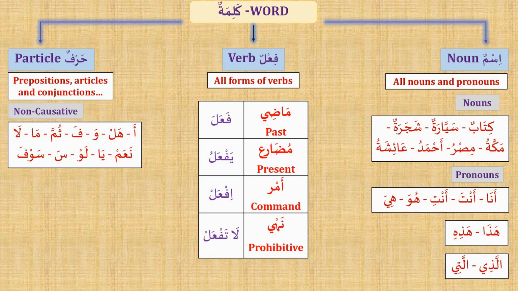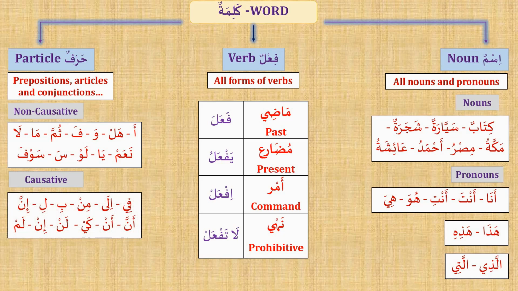The second type of particles is causative particles. They do changes. They cause changes in the following word to fatha, kasra, or sukun. Examples of them are في, إلى, من, بـ, لـ, إن, أن, كي, لن, لم.